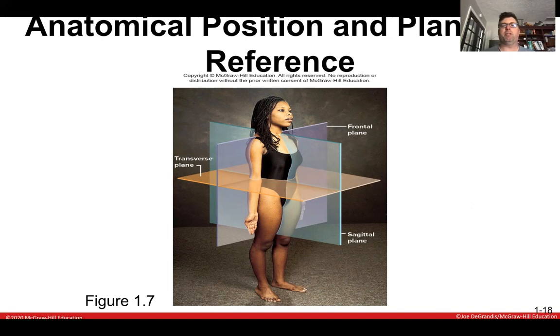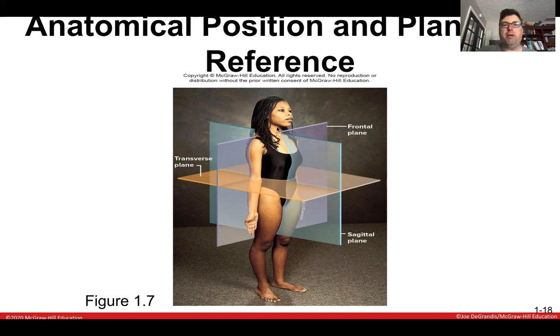This slide also brings into our discussion the three frames or planes of reference. So there's a transverse plane, a frontal plane, and a sagittal plane. And you can see that they're at right angles to one another, and that they describe the three axes over which we would want to describe the location or position of an anatomical structure. So the body can be divided up into frontal sections, transverse sections, and sagittal sections.